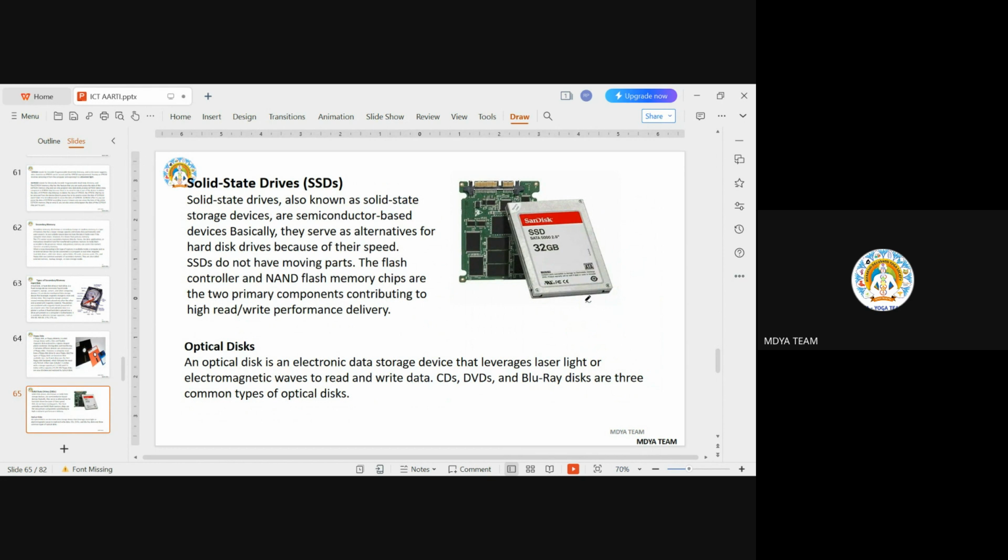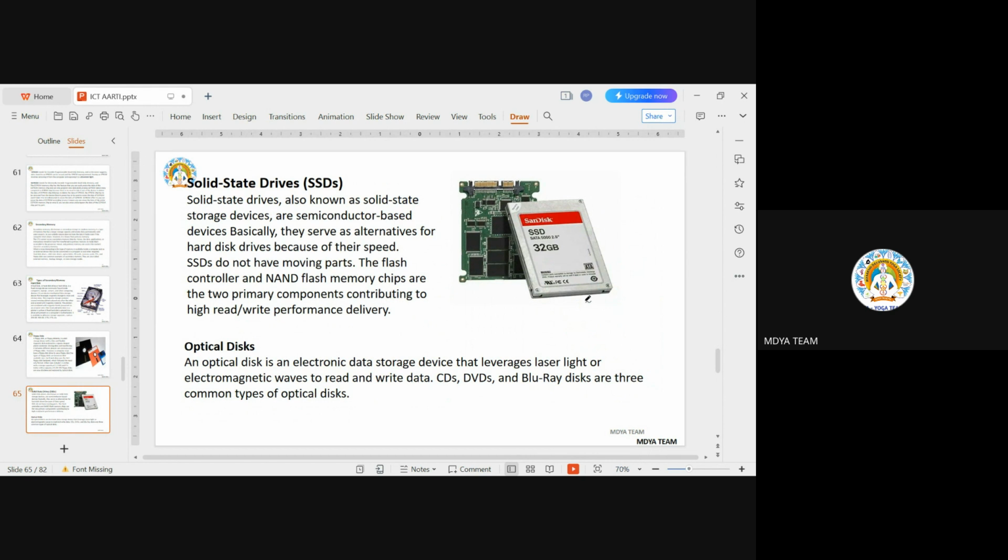SSDs do not have moving parts. Like there are platters and actuator arms in the hard disk, but they are not present in the SSD. What is present in an SSD is a flash controller and NAND flash memory chips. You have to memorize these words. The SSD is made up of a flash controller and NAND flash memory chips. The name of the memory chip is NAND flash. These two primary components contribute to high read-write performance.